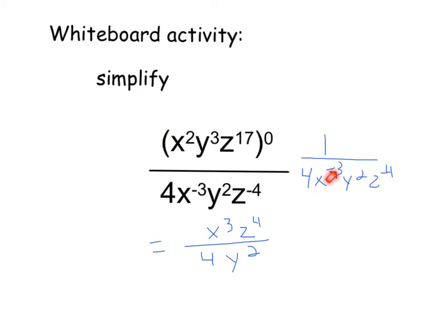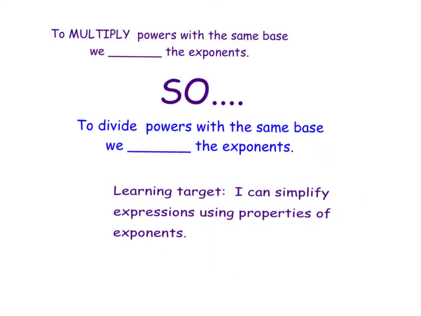The x to the negative third became x to the third in the numerator. Z to the negative fourth became z to the fourth in the numerator. And both the 4 and the y terms stayed down. So our learning target today is still the same. I can simplify expressions using properties of exponents, but today we're focusing on the division ones.